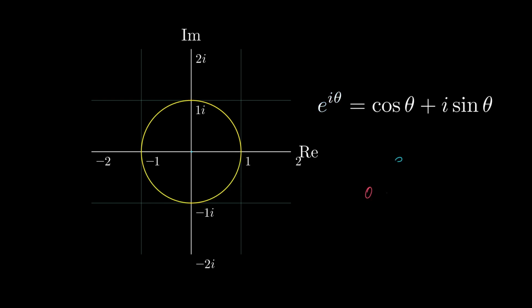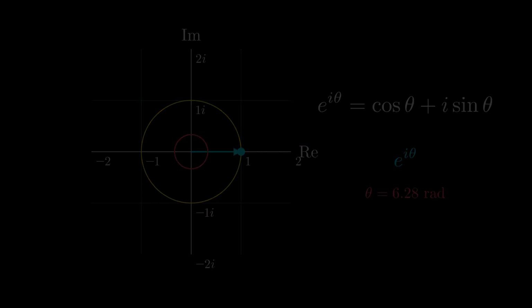Let's start with Euler's formula, e raised to I theta. On the complex plane, e raised to I theta isn't just a number, it's a recipe for rotation. As theta changes, e raised to I theta traces out a point moving along a perfect unit circle.